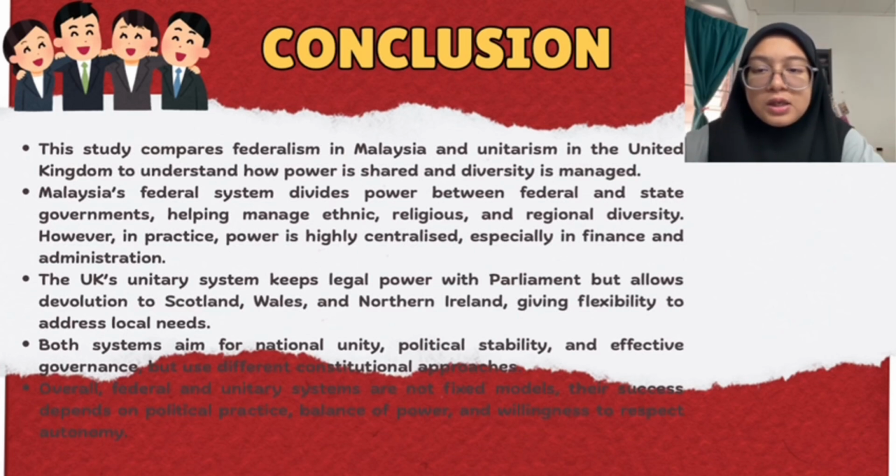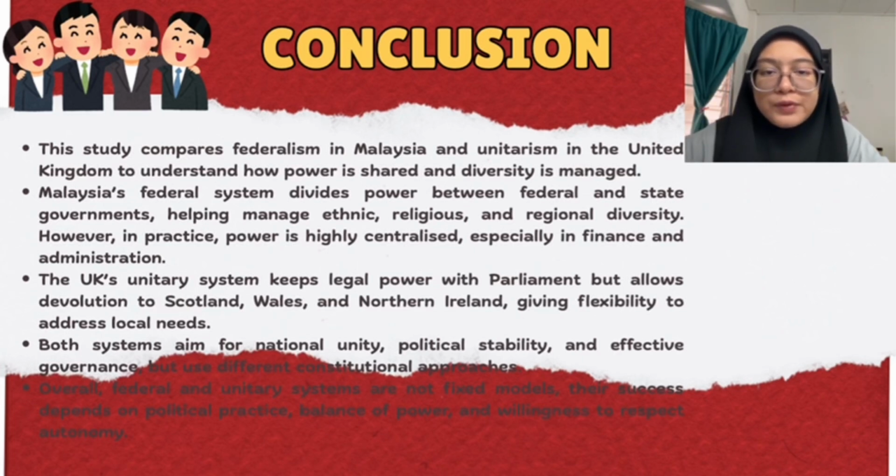On the other hand, the United Kingdom is a unitary state where Parliament holds legal sovereignty. Since the late 1990s, the UK has introduced devolution, which is the UK giving power to Scotland, Wales, and Northern Ireland. This allows regional governments to respond better to local needs. However, these powers are not constitutionally granted and can be changed by Parliament, which sometimes creates political tension, especially regarding regional autonomy and independence.